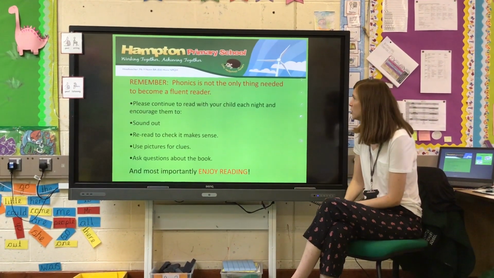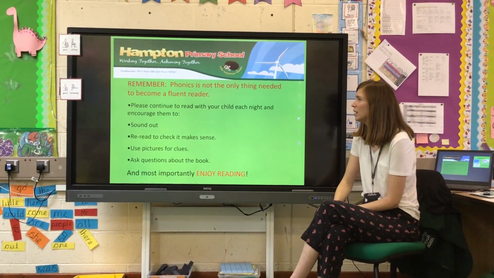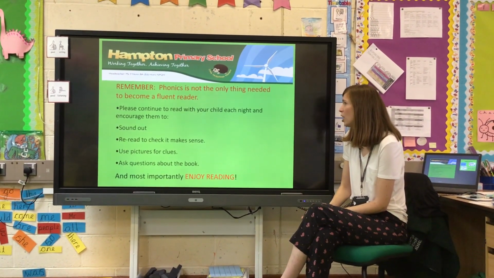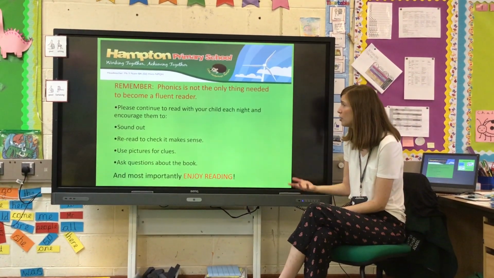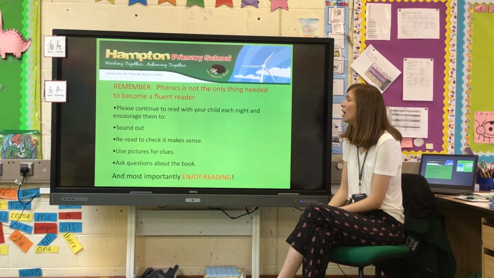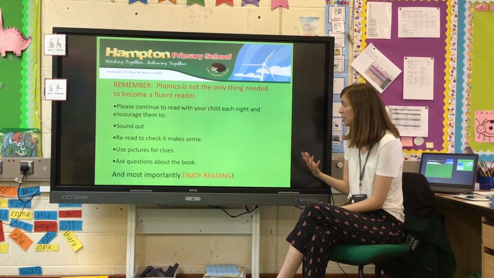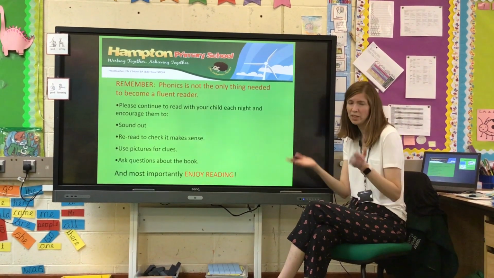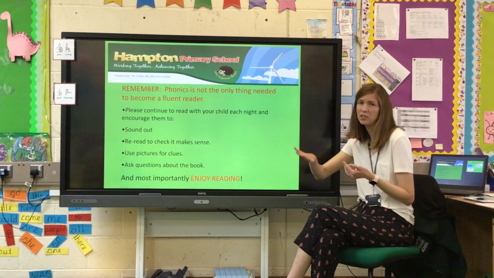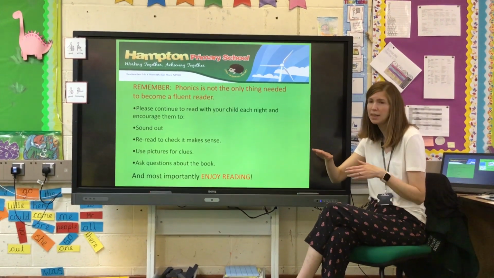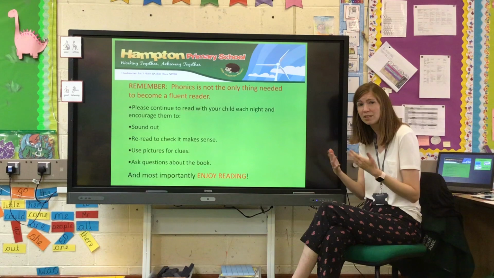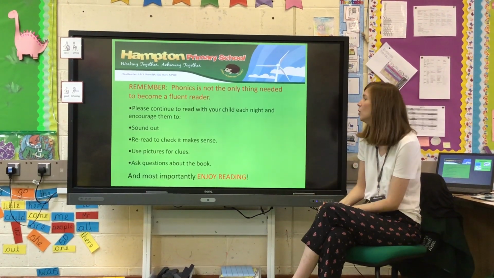So remember, phonics is not the only thing needed to become a fluent reader. So please continue to read with your child each night, and encourage them to sound out the words, recheck the words to check it makes sense. Use the pictures for clues, so please, when you're reading with your child, don't cover up the pictures. It's really important. Part of early reading is looking at the pictures and using them for clues. That does help them, that's what it's meant to be there for.